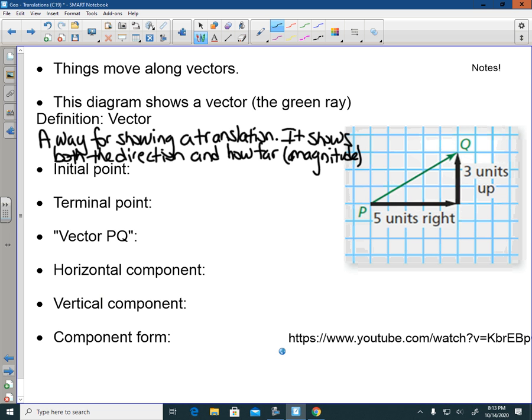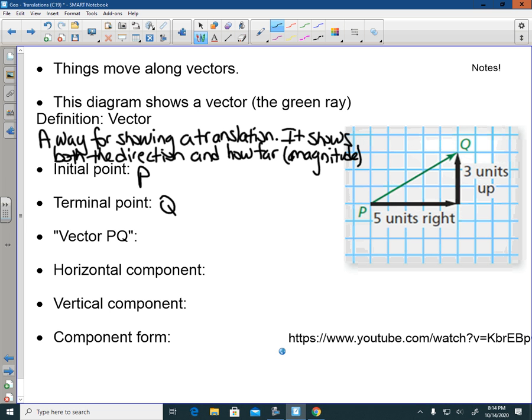Now, vectors are broken up into parts. The first part, where something starts, is the initial point. And in our figure, the initial point is P. And then it goes to a terminal point, which is where it ends. And in our figure, that would be Q.